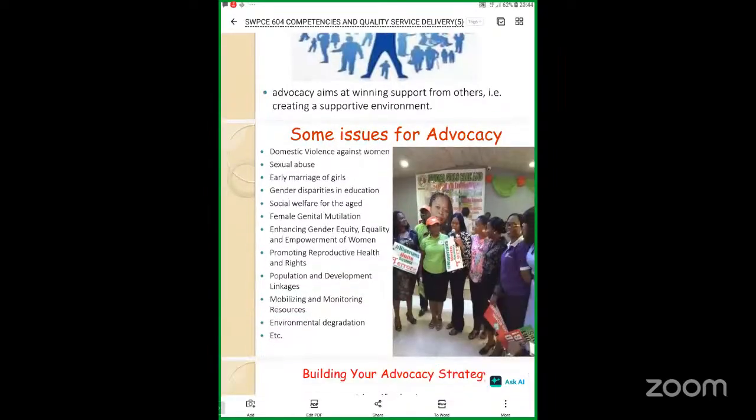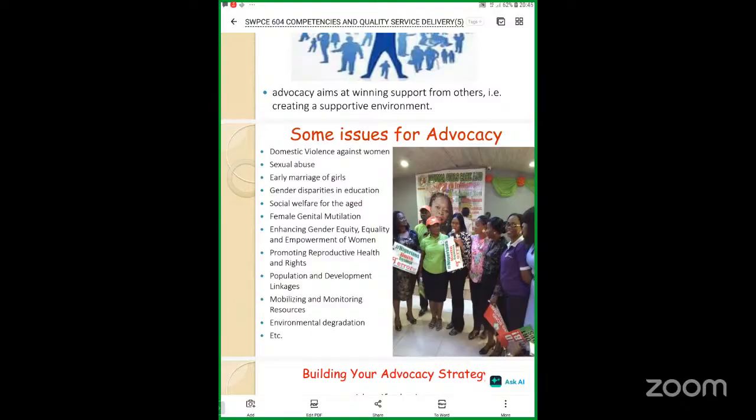Advocacy aims at winning support from others, creating a supportive environment. In advocacy, you try to create a supportive environment because when you do advocacy, you are painting a picture of a conducive environment for your client to explore for his or her problem to be solved or ameliorated in a way. But if that is not provided, it will be very difficult, because when such an environment is created, it's like you are creating a very good template, a very good pedestal for him to sprint.